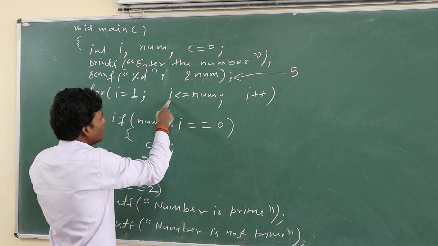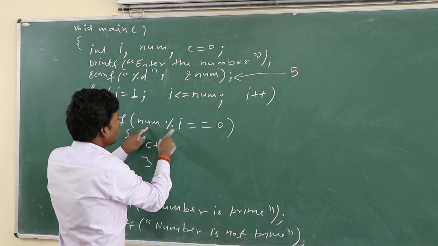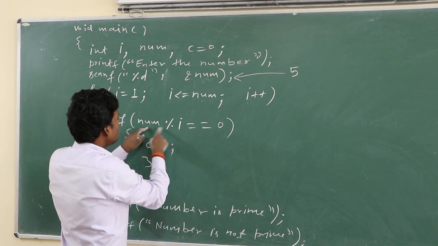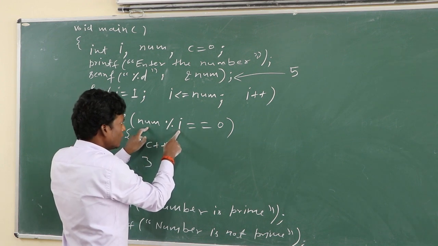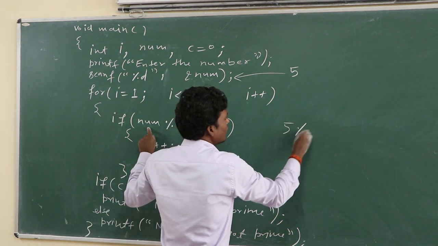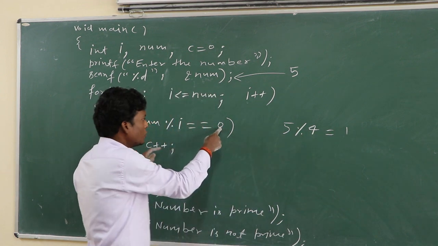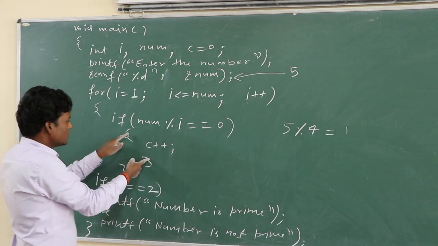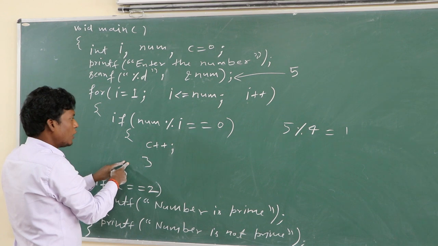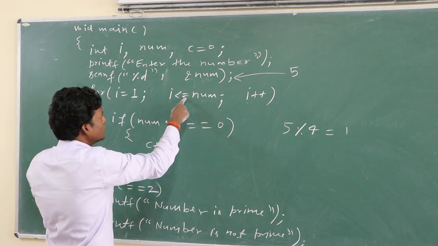Okay. 4 is less than or equal to 5, yes. 5 modulus 4, remainder 0, no. 5 modulus 4 is basically 1. So 1 is not equal to 0. So control does not go to this block. i plus plus, value becomes 5. 5 less than or equal to 5, the equal condition holds.